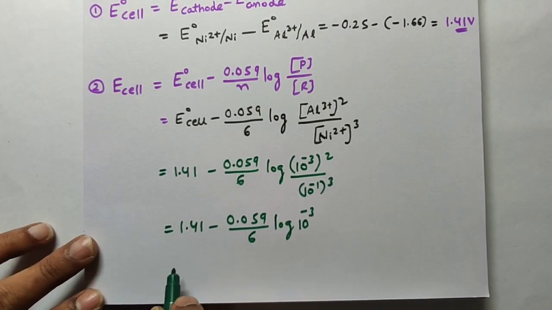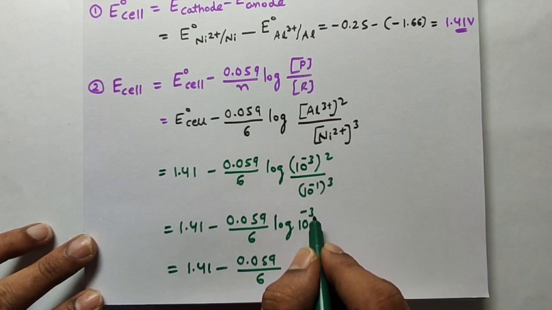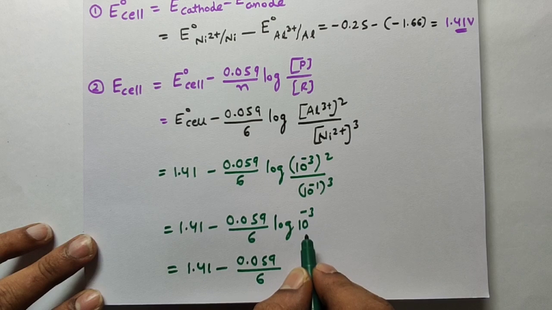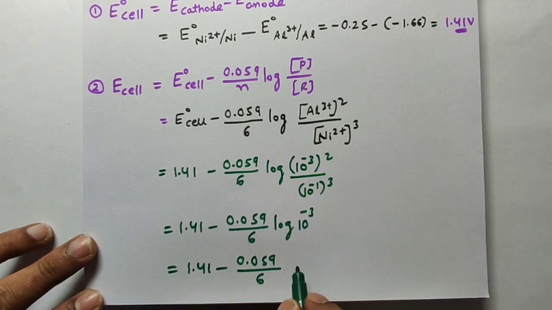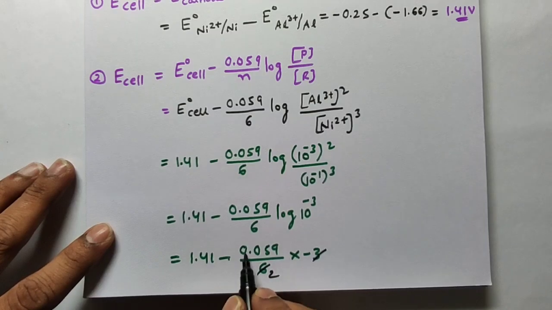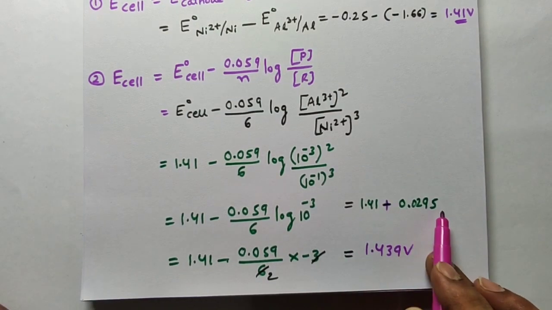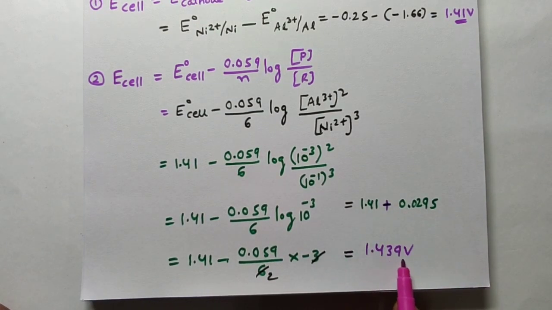Next, 1.41 minus 0.059 by 6, log 10 power minus 3, which is minus 3 log 10. Log 10 value is 1, so we get minus 3. Here minus into minus becomes plus, and we can cancel 3 by 6, two times. So 0.059 by 2 equals 0.0295. If we add both, we get 1.439. This is a Nernst equation problem, very, very important.